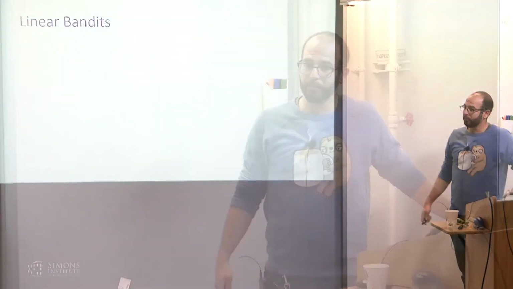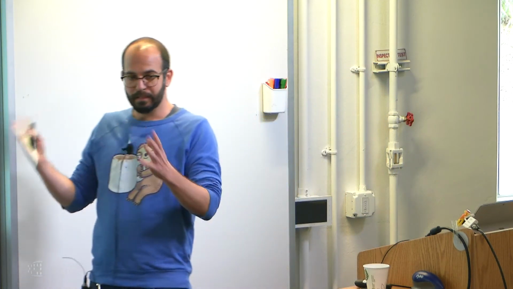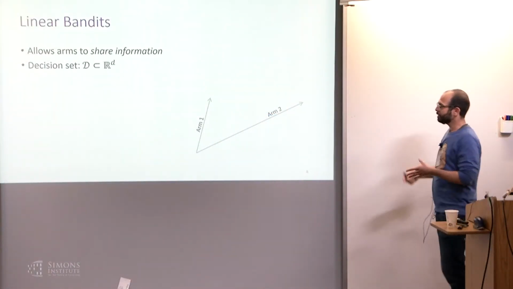Let's turn to a variant of this problem, linear bandits. The main benefit of this variant is that in the previous setting, each reward tells you only about the mean of that particular arm and gives you no information about any other arms. The basic way that people assume that pulling one arm tells me something about the reward of other arms is to put all arms in the Euclidean space. There is some decision set, which is a bunch of vectors in the Euclidean space.